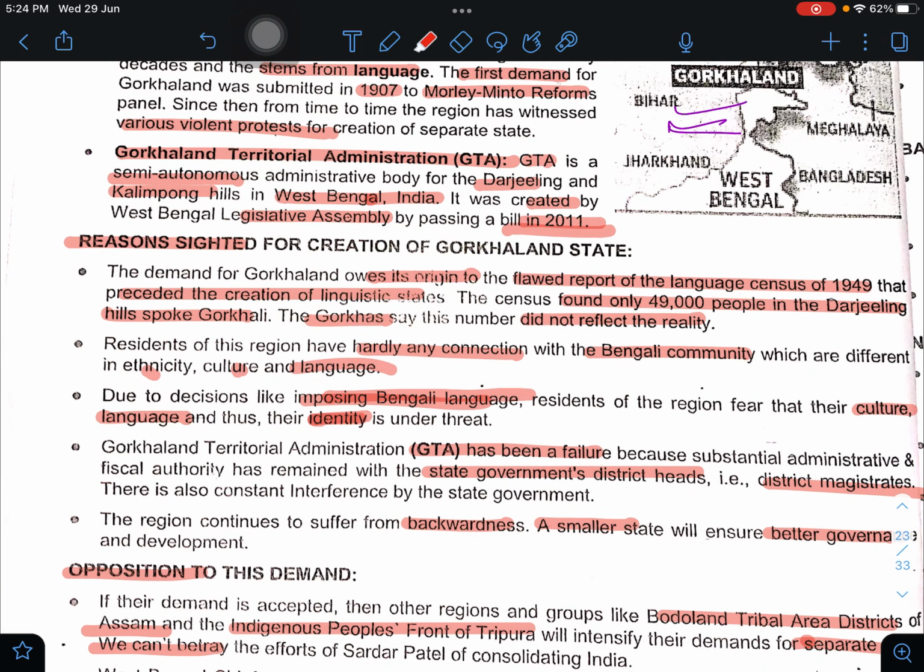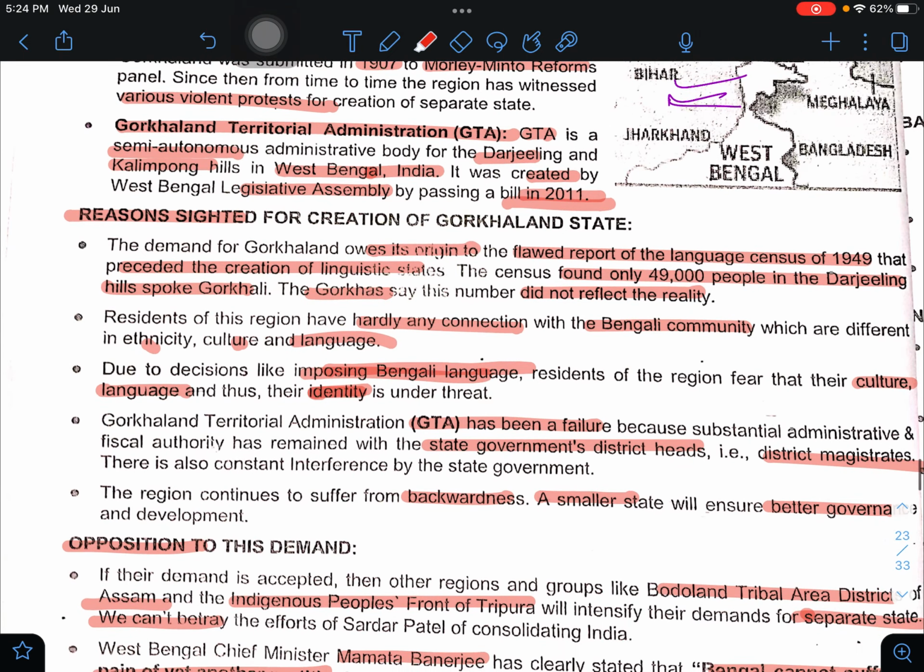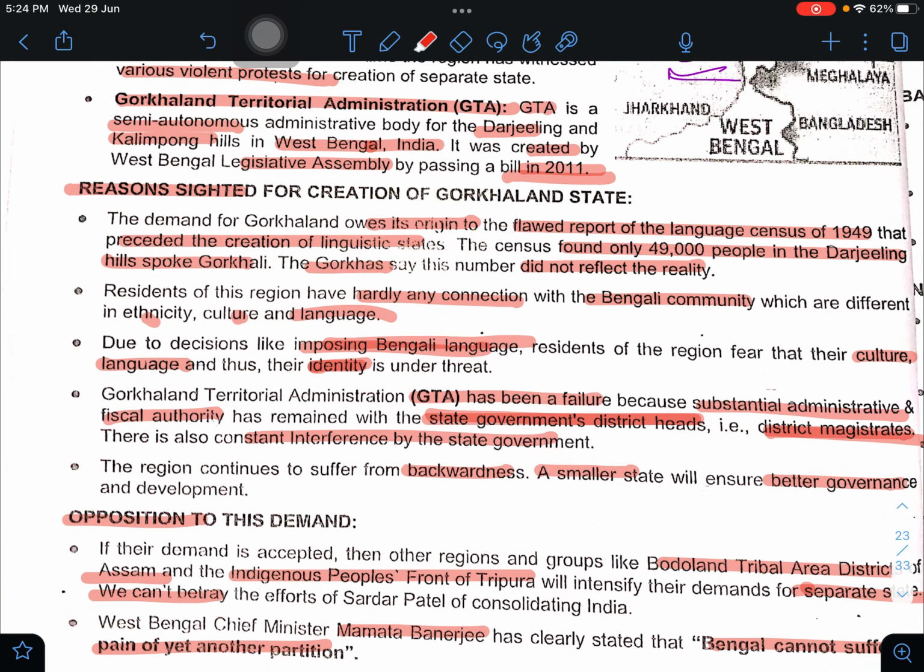Due to decisions imposing the Bengali language, residents of the region fear that their culture, language, and identity will be under threat. The GTA has been a failure because substantial administrative and fiscal authority has remained with the state government, district heads and the district DM. There is also constant interference by the state government. It is a common problem everywhere. If you live in the practical world, everything cannot be boxed into three tiers of government. They are interconnected in some sense, and there is interference of each on the other. So it happens.